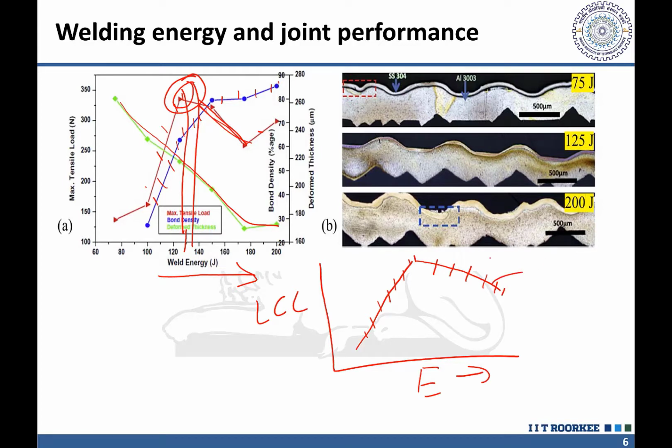Okay, reduction in the deformed thickness of the base metal, which is being left due to the higher amount of energy application. So a significant reduction in the thickness of the base metal will be weakening the base metal sheets themselves, and that is why the load carrying capacity of the ultrasonic weld joint is reduced.